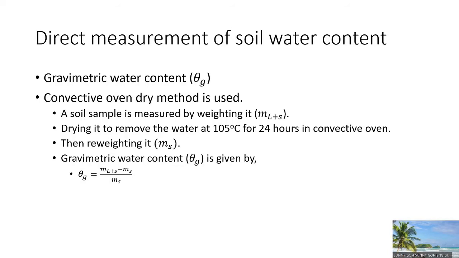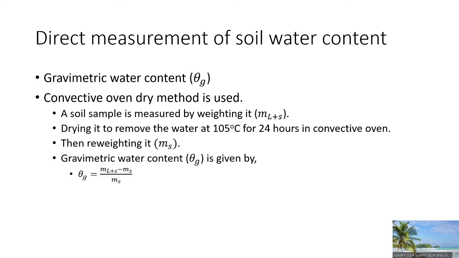Direct measurement of soil water content. To obtain gravimetric water content, we can use the convective oven dry method. A soil sample is measured by weighing it. So for a soil that is wet, we measure the mass. The mass will give us the mass of liquid plus the mass of solid. Then we dry it to remove the water at 105 degrees Celsius for 24 hours in a convective oven.